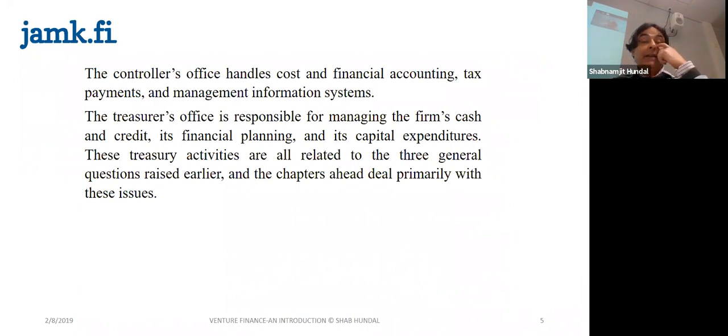All right? And this happens in the example I gave you, that all these companies which became bankrupt in the LSE, London Stock Exchange, had a huge amount of profits, but they were not having enough cash. Very poor cash management they were doing. All right?